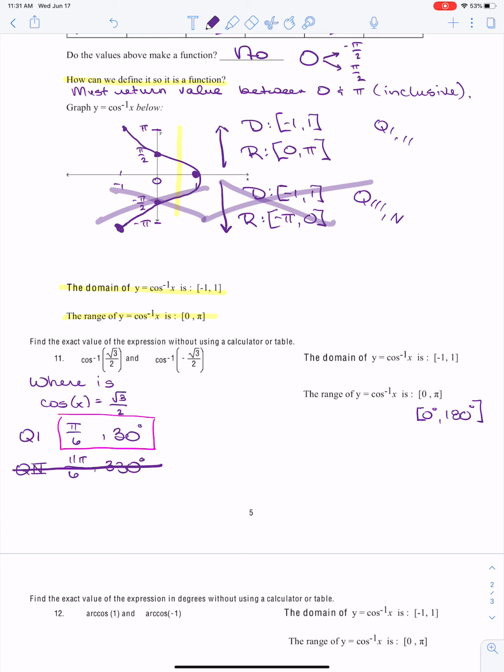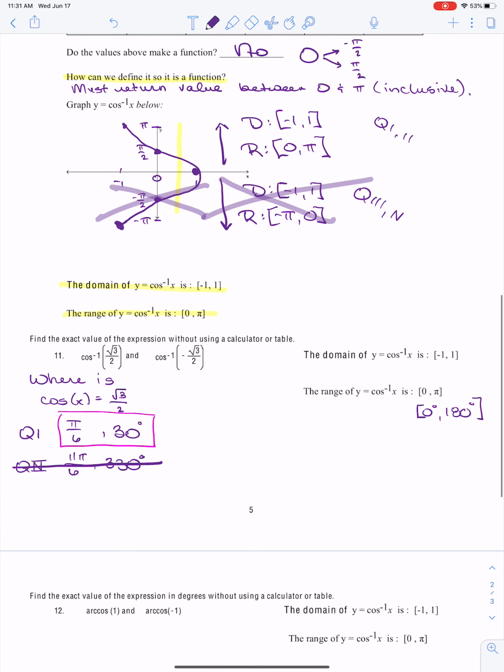Inverse cosine of negative square root of 3 over 2. That happens in 2 places on the unit circle, at 5 pi over 6, which is 150 degrees, and in quadrant 3 at 7 pi over 6, which is 210 degrees. Same as with our first one, we want the value that falls in quadrant 2. Our quadrant 3 value, 7 pi over 6, is bigger than pi. 210 degrees is also larger than 180. So this value does not work.